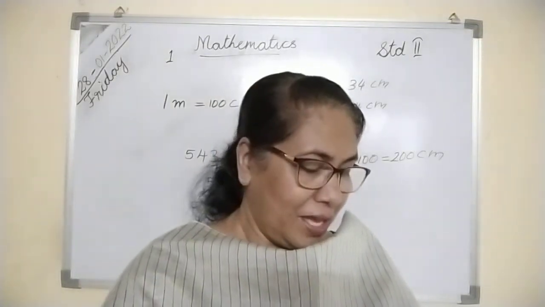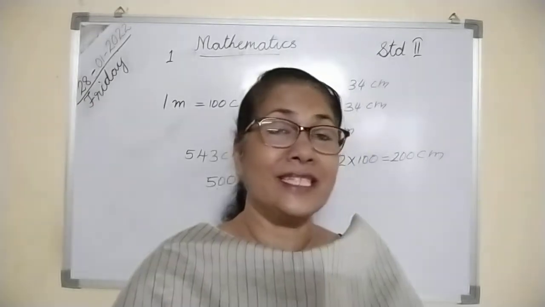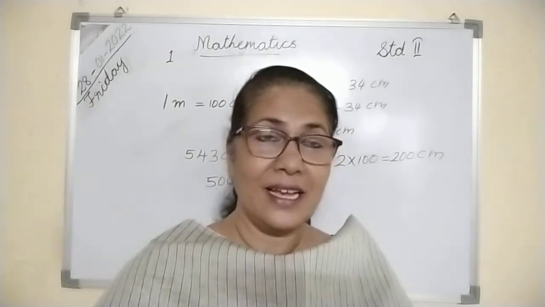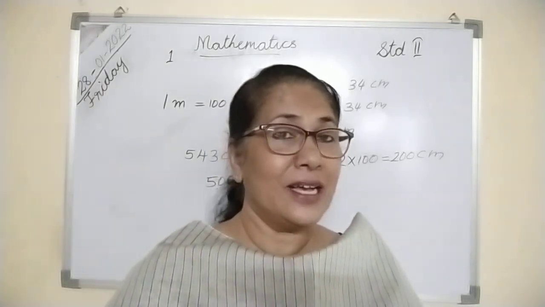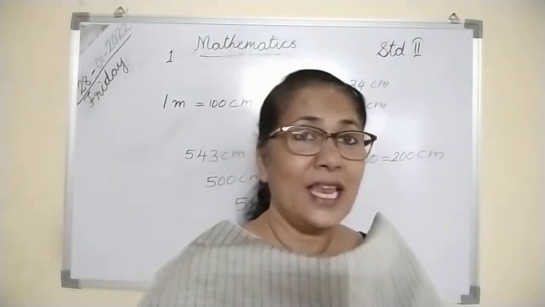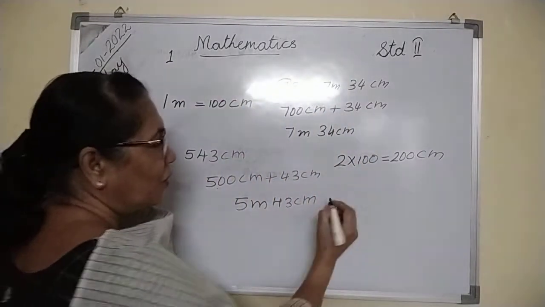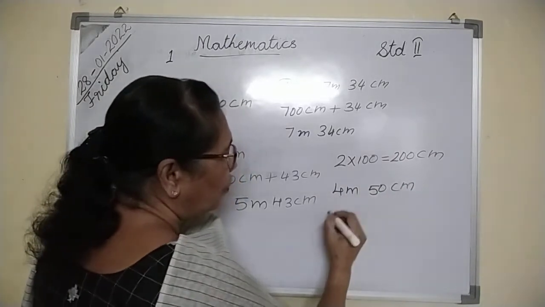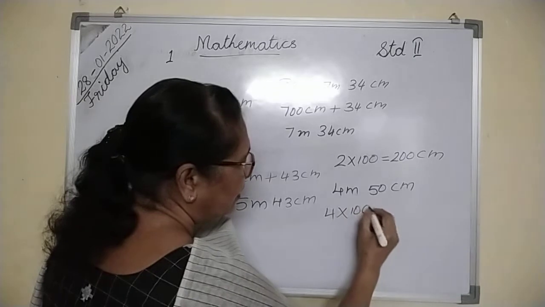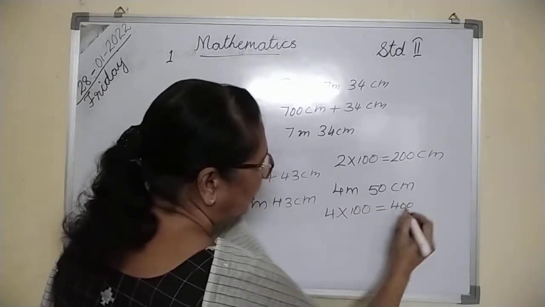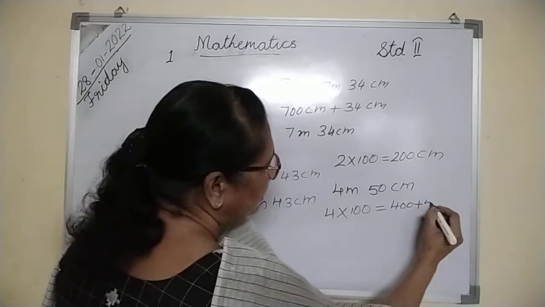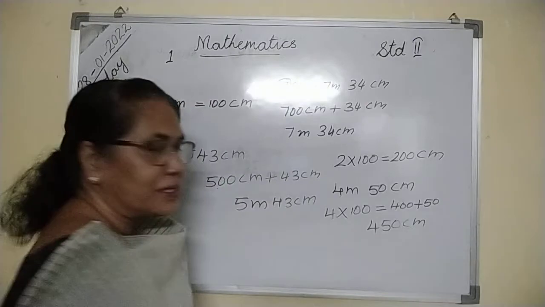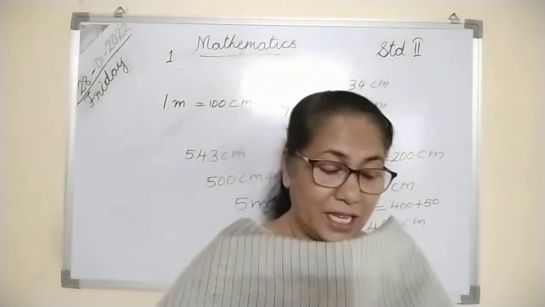300 centimeters. Now 4 meters and 50 centimeters. 4 into 100 is 400 plus 50 centimeters. How much will you get? 450 centimeters. So 4 meters and 50 centimeters. 4 meters, 4 into 100 is 400. Then what you have to do? 50 centimeters plus 400, you get 450 centimeters. Got it? 450 centimeters.